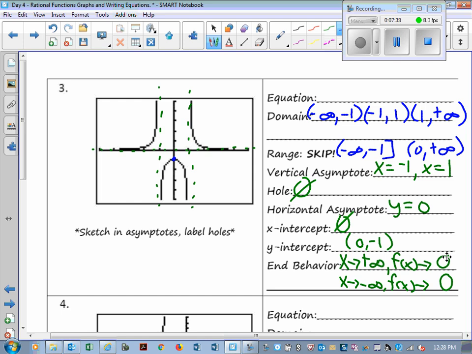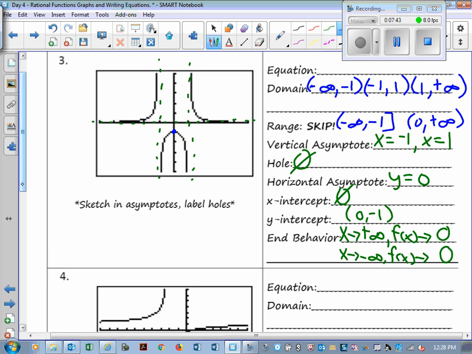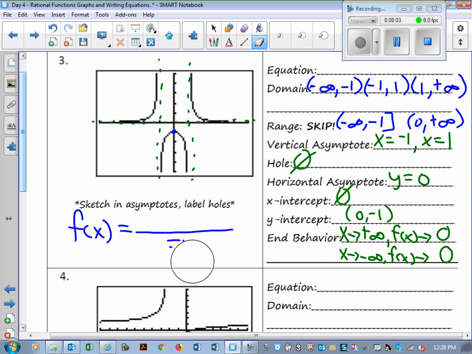Now, let's do our function, our equation. Start with your denominator. Who can tell me what our denominator is going to be?